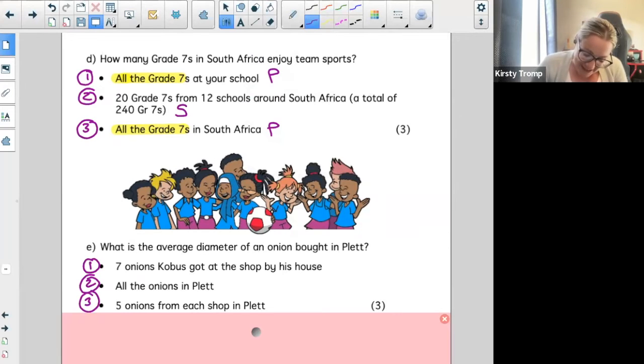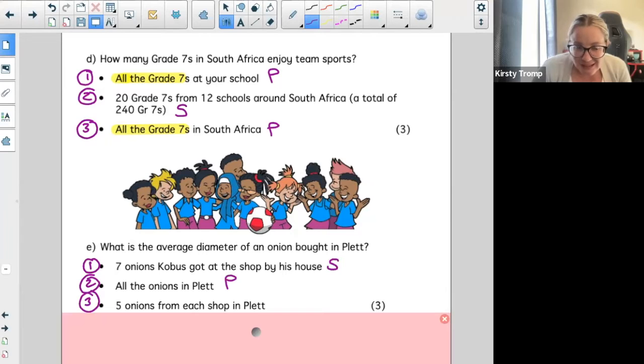What is the average diameter of an onion bought in Plates? Okay. 7 onions Kobus got at the shop by his house. Sample or population? Sample. Well done. That would be a sample. All the onions in Plates? Population. Well done, because it says all, hey? And finally, 5 onions from each shop in Plates?